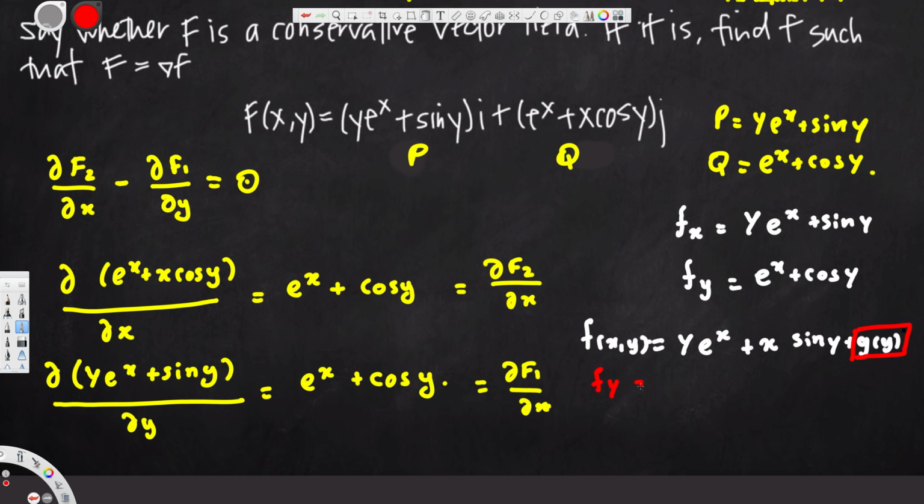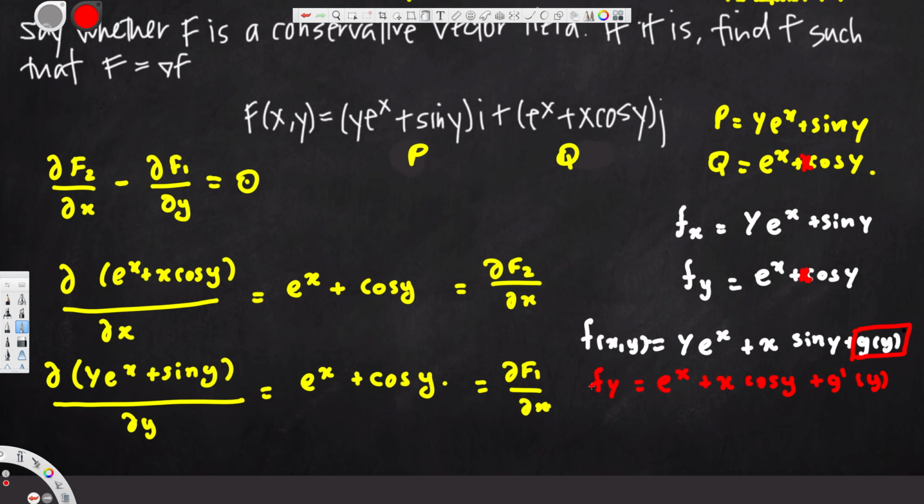If we take the partial derivative with respect to y, the y becomes 1, so we have e^x. The x is a constant and sin y turns into cos y. I forgot to copy this x cos y here. This is x cos y, because our Q function is e^x plus cos y. So if I take the partial derivative of this one, it turns into x cos y, and this will become g prime of y.